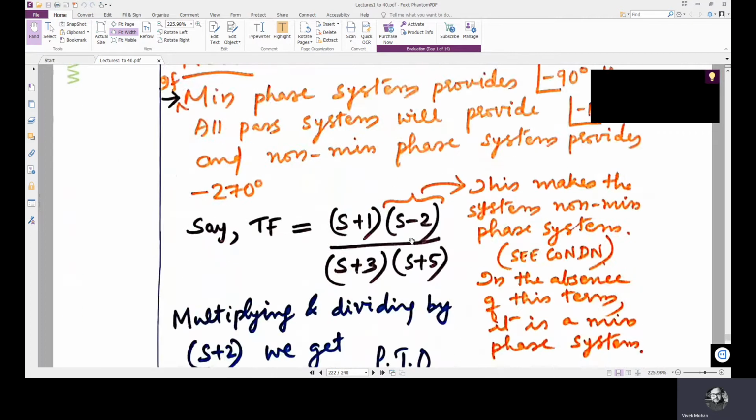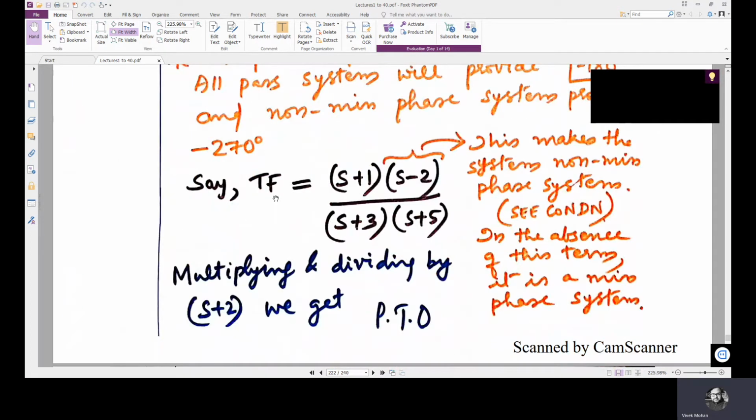Now, let's see a transfer function. Let's take a transfer function, which is s plus 1 into s minus 2 divided by s plus 3 into s plus 5. Now, without this s minus 2, what type of system is this? Without this term s minus 2, we have zero in LHP, both the poles in LHP. So basically all the poles and zeros are in LHP. Then the system is a minimum phase system.